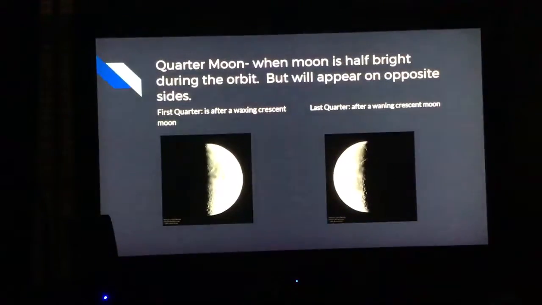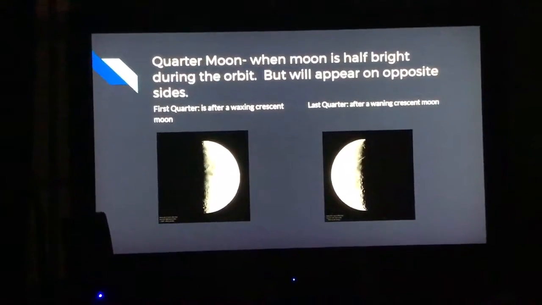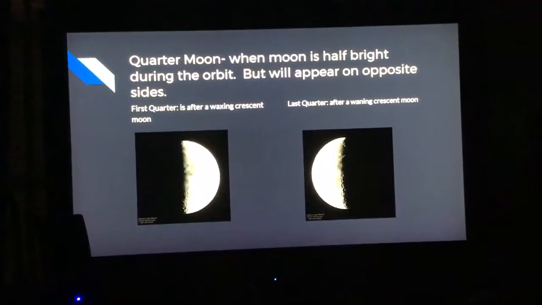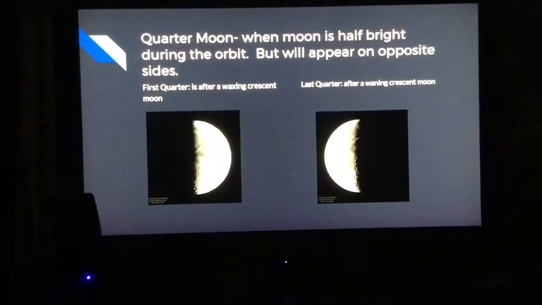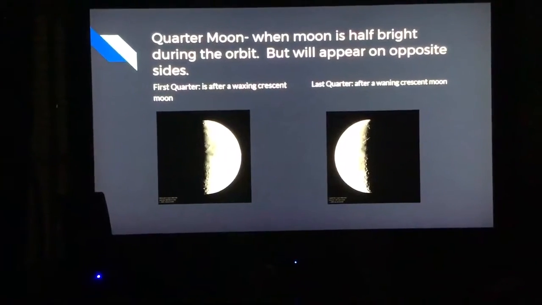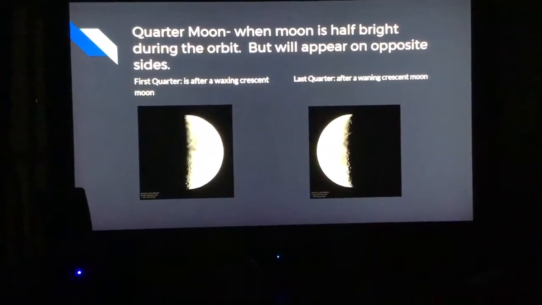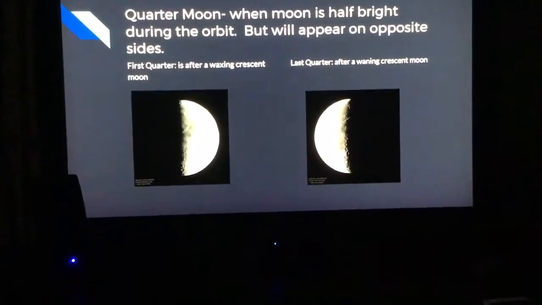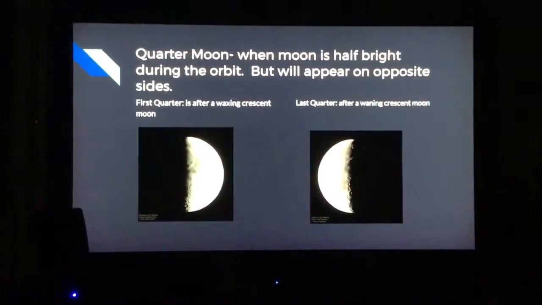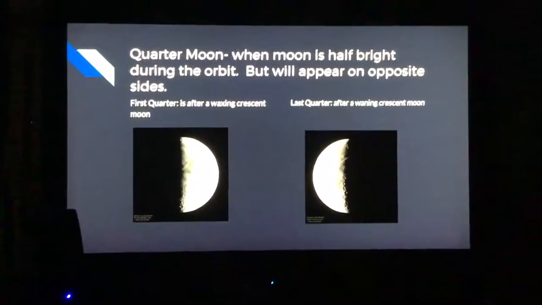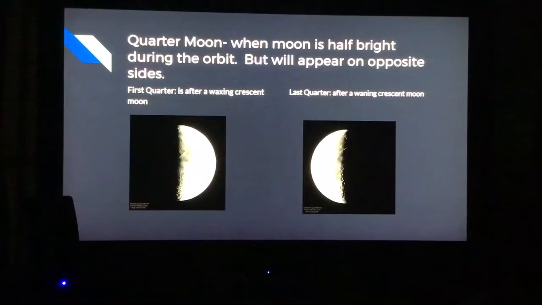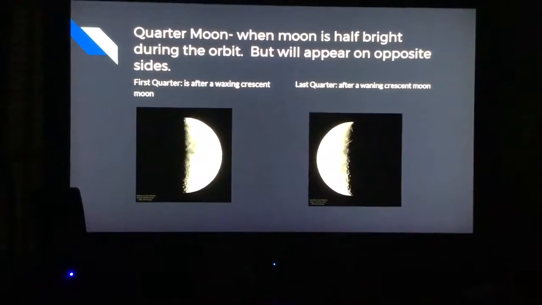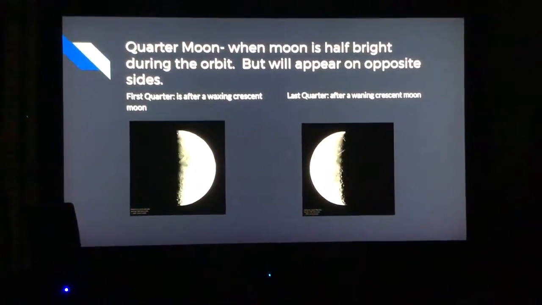Okay, so the next ones we're going to do are the quarter moons, where the moon is half bright during the orbit but sometimes appears on the opposite side. The first quarter is right after a waxing crescent, which is right after a new moon. You can see they're kind of opposite to one another, but this is showing you that the bright side is ready to come out and the dark side is moving away. So now it's literally the bright time to shine.